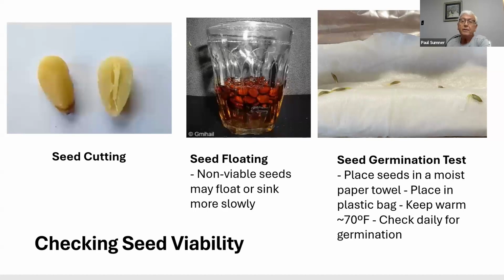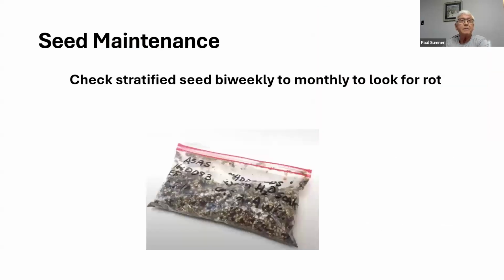And then thirdly, we want to do a germination test, another method of seeing if your seeds are viable. Place the seed in a moist paper towel and place it in a plastic bag and keep it warm, around 70 degrees, and then check daily for germination. If the seed doesn't germinate within 2 weeks, I would say they're not very good seed, and you've got to go back and try again.